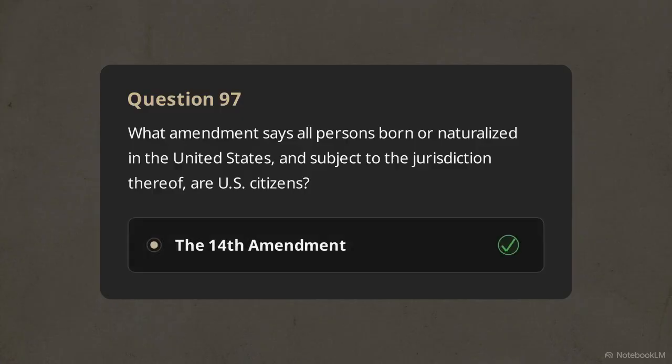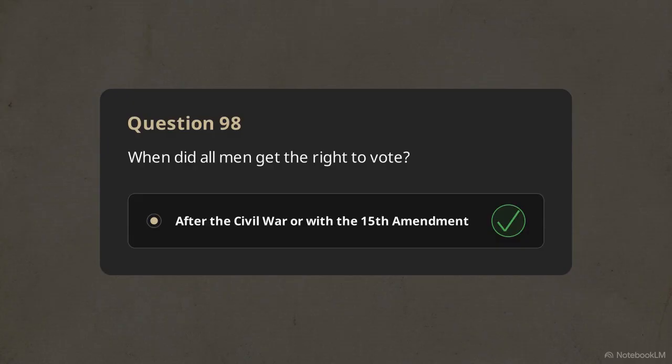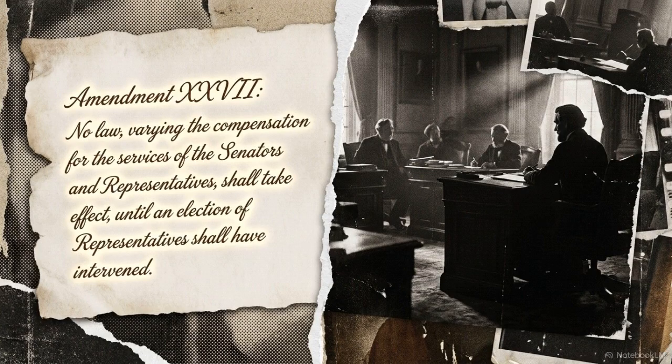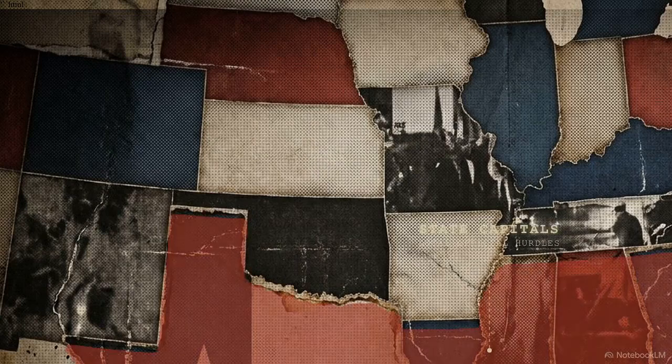The test follows this up with question 97, the 14th Amendment granting citizenship, and question 98, the 15th Amendment, which states that all men got the right to vote. The Constitution established those rights, but Southern state legislatures immediately responded by building systems designed to bypass the 15th Amendment and keep Black citizens from the polls. Because the Constitution left election administration to the states, local officials created impossible hurdles.